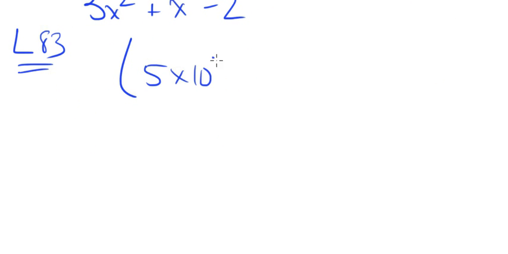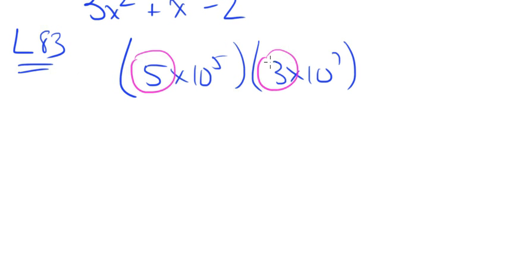5 times 10 to the 5th and 3 times 10 to the 7th. Okay, so we're looking for an answer here, and we know that we obviously want to take these constants, the 5 and the 3, and what do we do with them? We multiply and we get 15. It's asking us to put them in scientific notation, so we have to have a number times 10 to a power. And what's the power going to be here? When we're multiplying, what do we do with the powers? We add them. So it's 10 to the 12th.